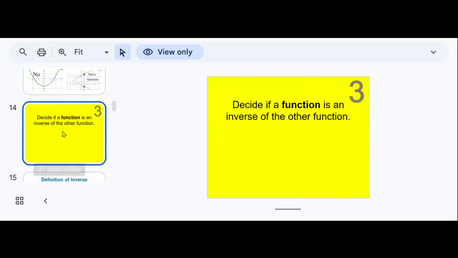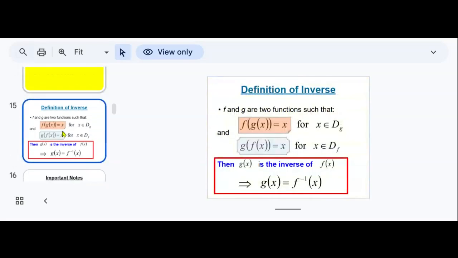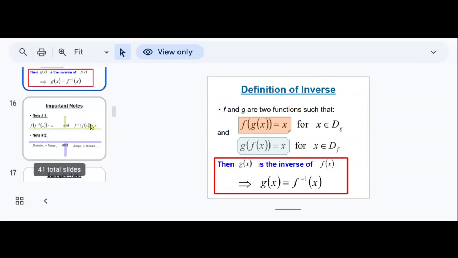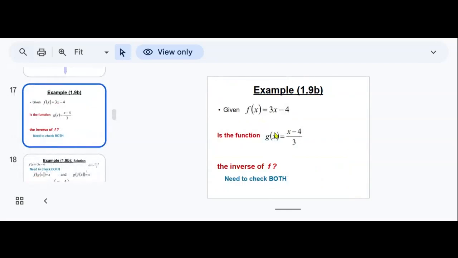Okay, now let's go for the next one. Decide if a function is an inverse of the other function. I think this one I didn't give you, right? We have two functions, f and g, such that f of g of x equals x and g of f of x equals x. Then g of x is the inverse of f of x. Can you give me an example, teacher? Yes, I can.